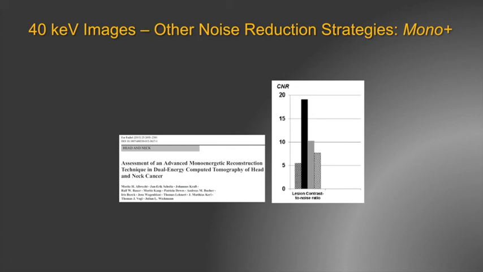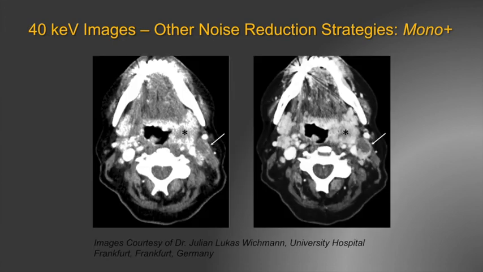Now, we discussed the higher noise on low energy VMIs. There are mitigation strategies for this. This is one example of a mitigation strategy by our colleagues in Germany using what is referred to as a monoplus reconstruction from a dual source, dual energy CT scanner. Using this noise reduction technique, the CNR was indeed highest at the lower energies.